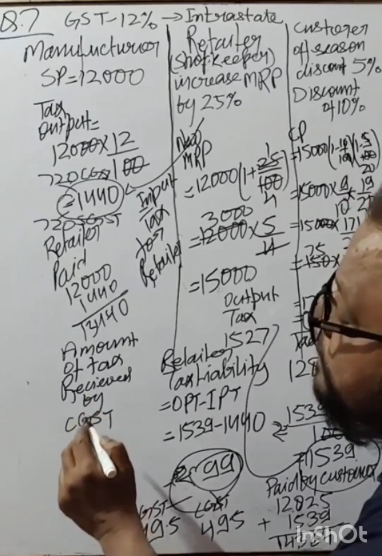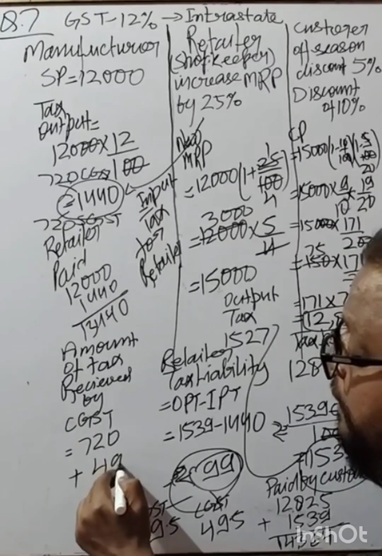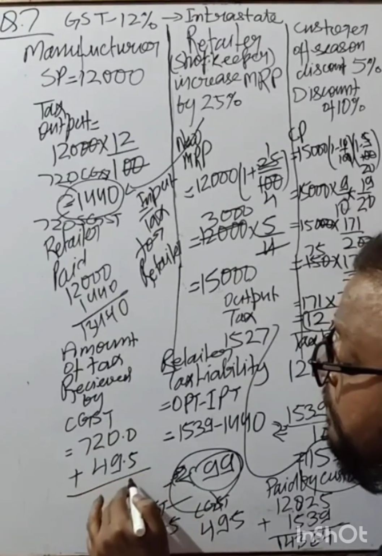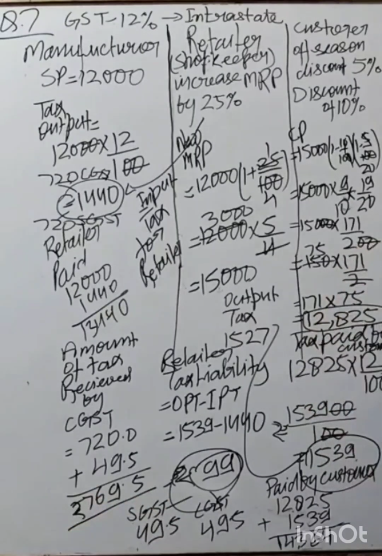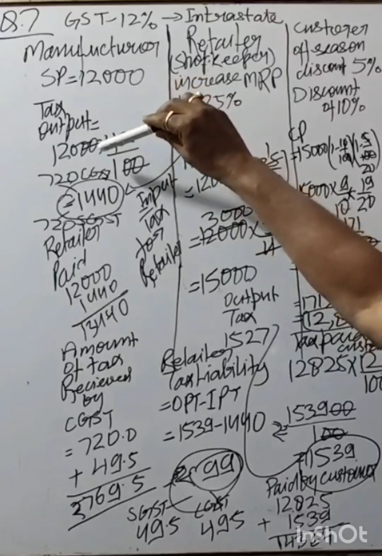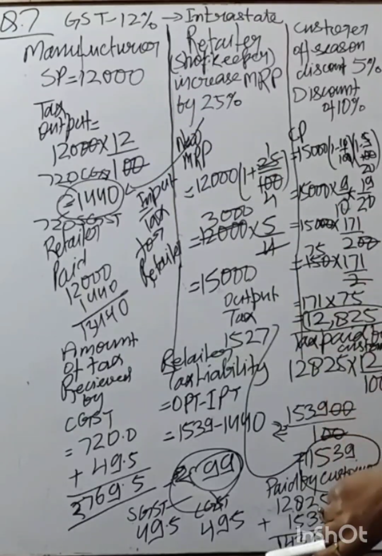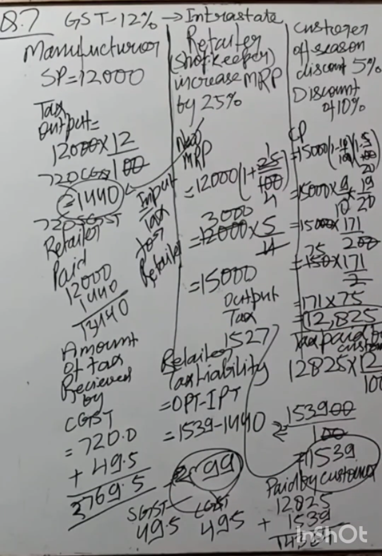That is 720 plus 49.50. So 769.5. It means the central government received this much: 720 here and 49.5 here. So altogether the central government receipts 769.5 rupees as a tax. Okay?